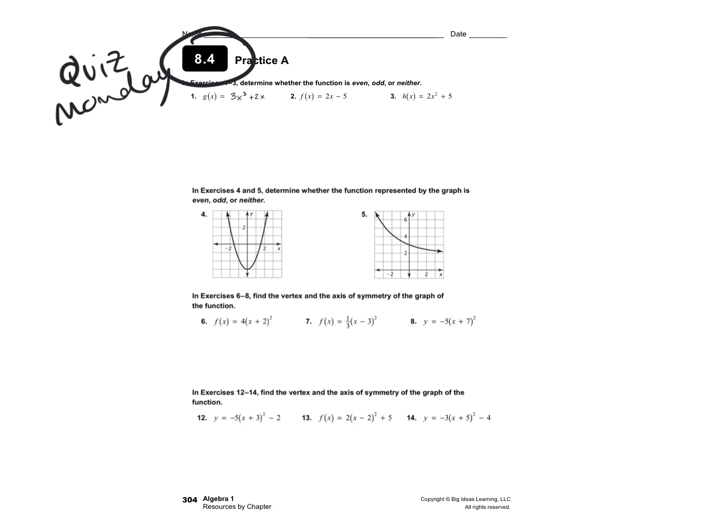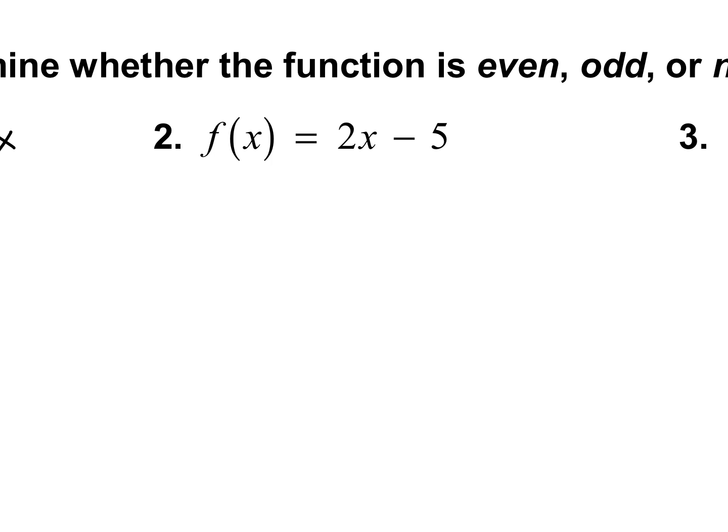So we did number 1 yesterday. Let's do number 2. Determine whether the function's even, odd, or neither. What do we have to do to determine if it's even, odd, or neither? Remember, we plug in a number and its opposite. So a good number to plug in would be like 2 and negative 2. So we plug in 2, we get 2 times 2 minus 5. Make sure you follow your order of operations. So we have 4 minus 5, and what's 4 minus 5? Negative 1. Now let's do the same thing with negative 2.